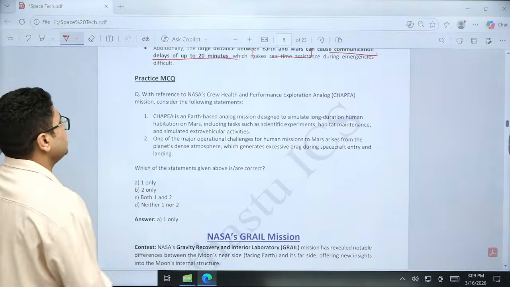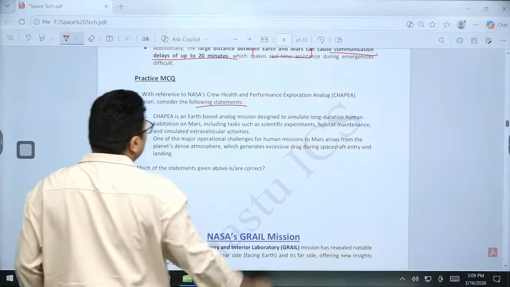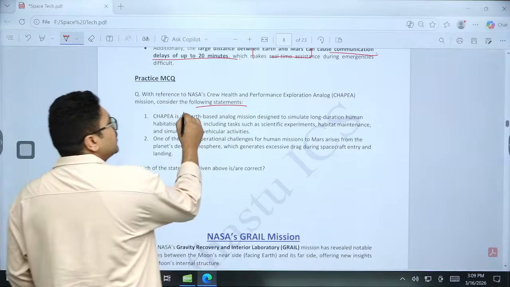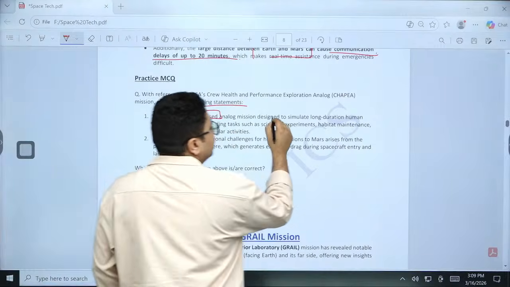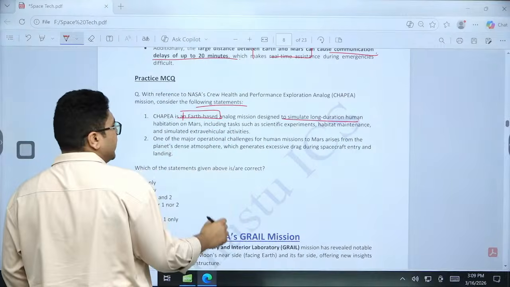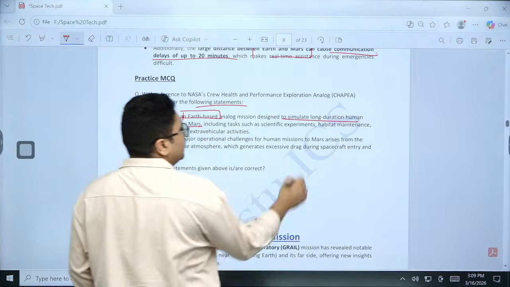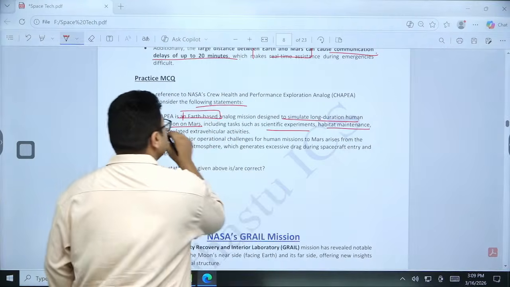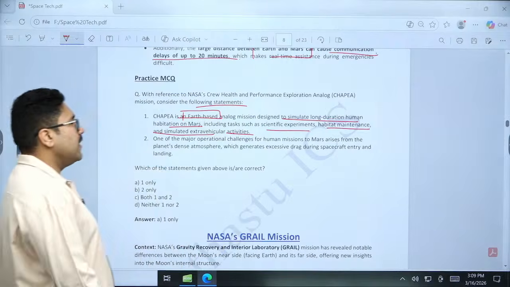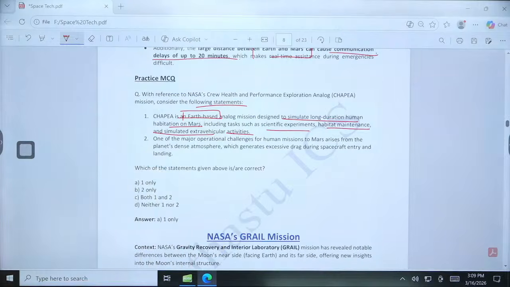So about NASA's CHAPEA mission, consider the following statements. CHAPEA is an Earth-based analog mission designed to simulate long-duration human habitation on Mars, including tasks like scientific experiments, habitat maintenance, and simulated extravehicular activities. Yes, everything is correct in this.